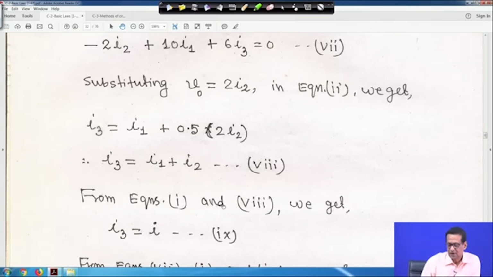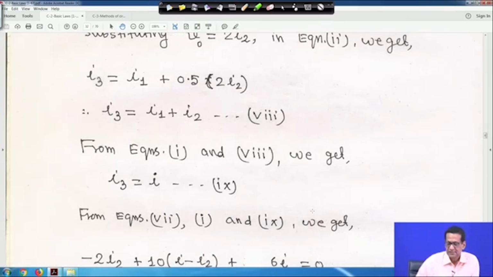Now, from equation 1 and 8, you will get I 3 is equal to I, because I 1 plus I 2 is equal to I, as we have seen before, just check equation 1. Therefore, I 3 is equal to I, this I have marked as equation 9.